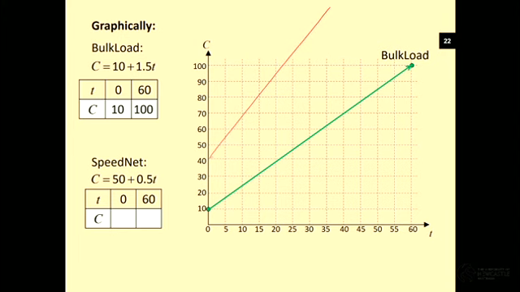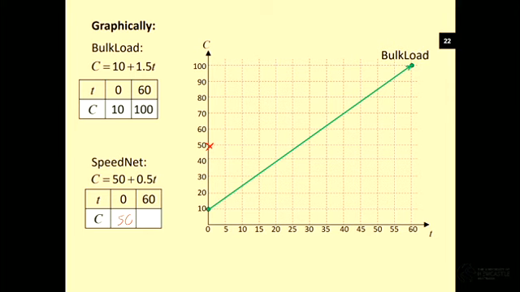As soon as we start doing it, you'll see, well, what's the y-intercept of this one? It starts at 50. All right. I definitely expect the gradient to be less. Well, that's true because the bulk load plan's gradient was 1.5. That green line is 1.5 gradient. This one's only going to have a half gradient. It's going to be a third as steep. So it's down here, but it's going to be flatter.